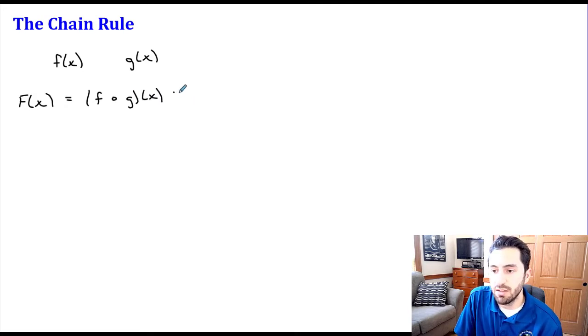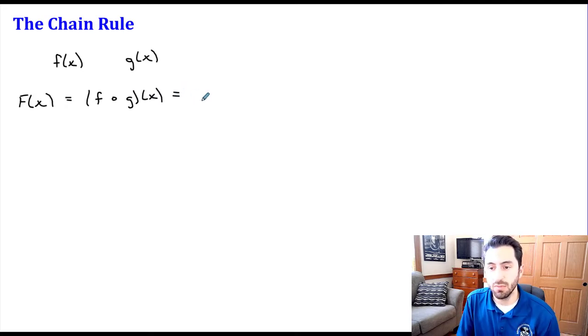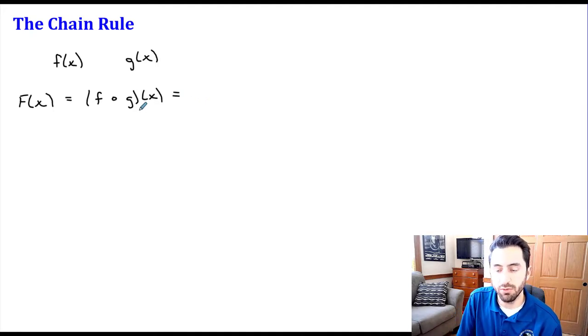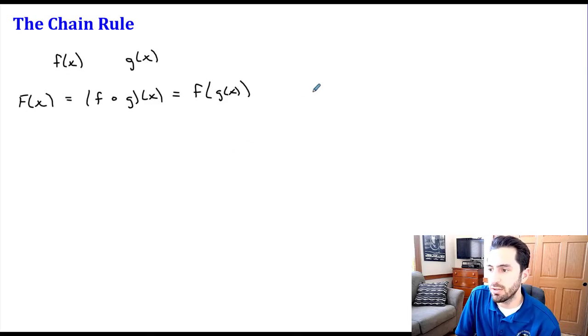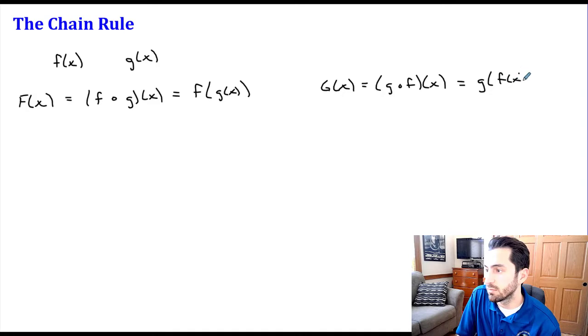What this means is I'm going to take one of my functions and put it into my other function. The way I have this one written, I'm going to take my function g of x and plug that into my function f of x. So I have f of g of x. So g of x is inside f of x. I could also write this the other way. I could say g of f of x. And in this case, f of x is going to go inside g of x.